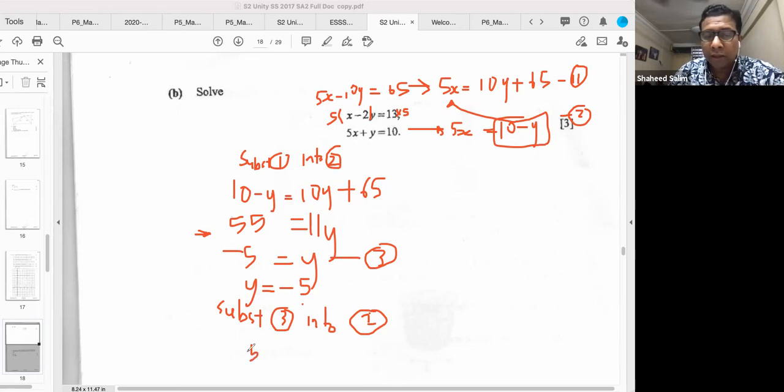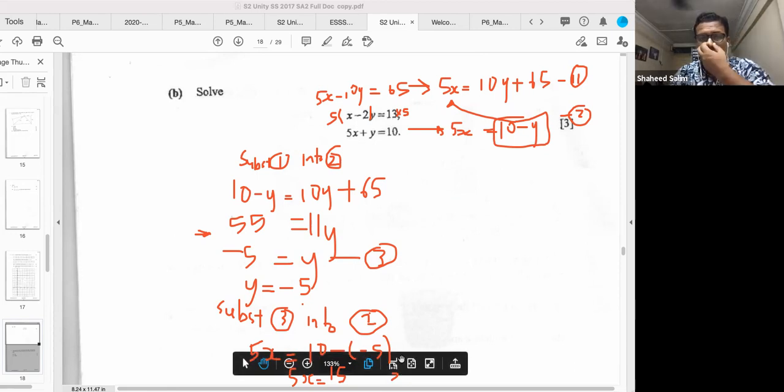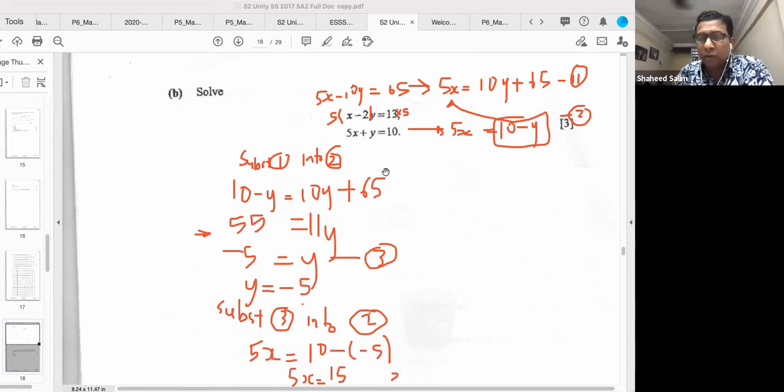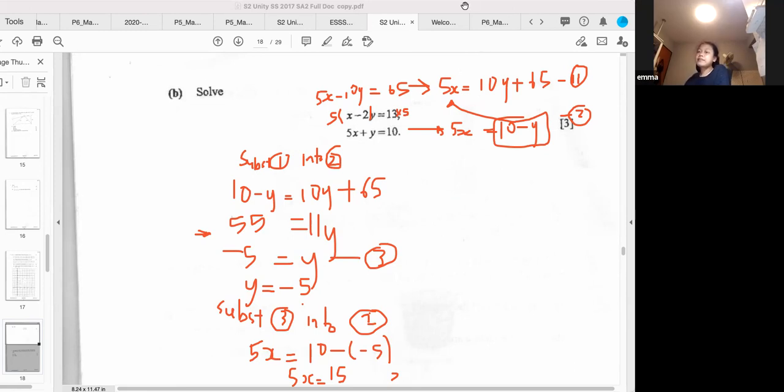So now you got 5x equals to 10 minus minus 5. So minus becomes plus, 15. 5x equals 15, x equals 15 divided by 5, x equals 3. Am I correct? Is x equals 3, yes, right? Yeah, x equals 3. Are you okay? Okay, so you know how to do this.